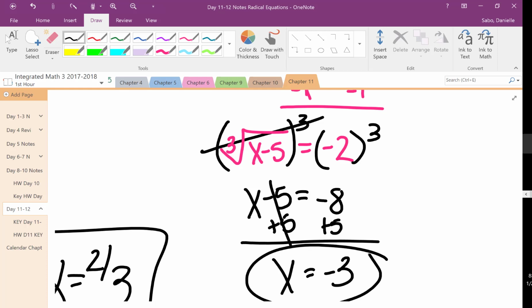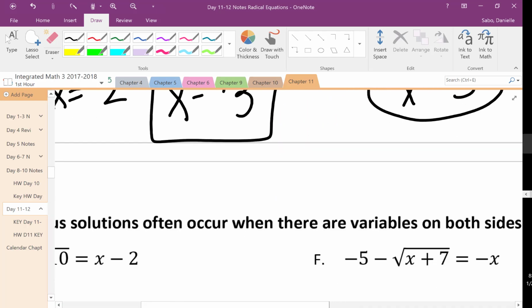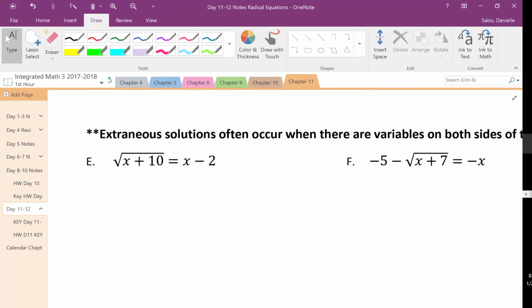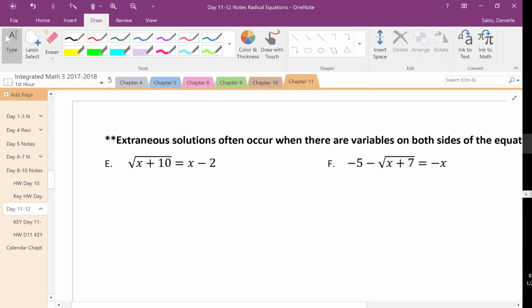Pretty straightforward, right? Okay, this next part, however, can get a little bit challenging because now we have variables on both sides. And this is when extraneous solutions can happen. Most of the time, it's going to happen when there's variables on both sides of the equation.